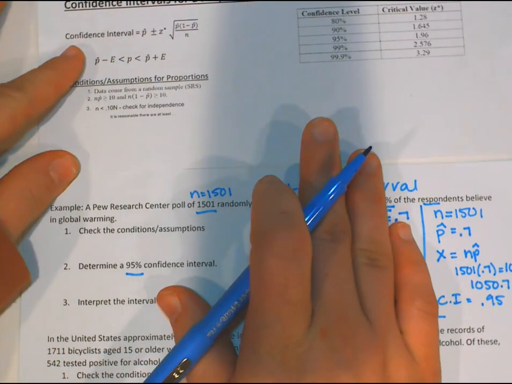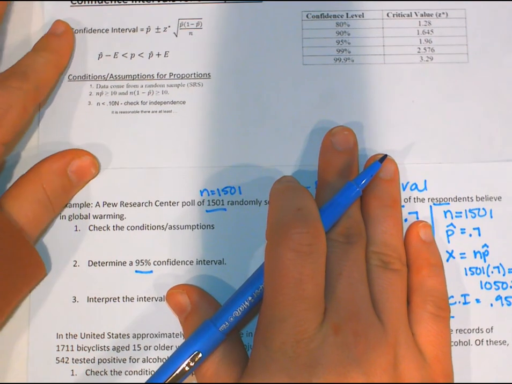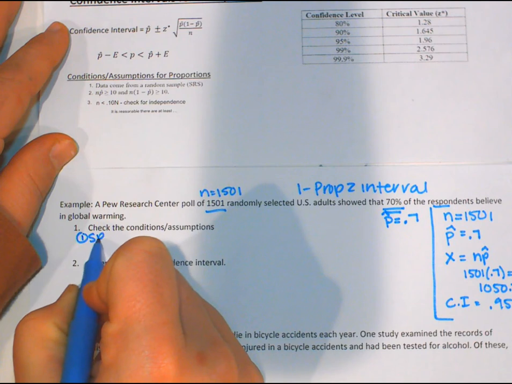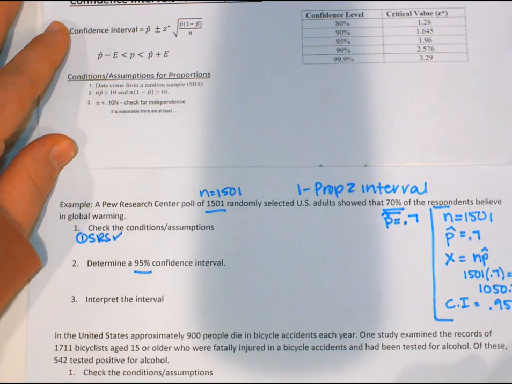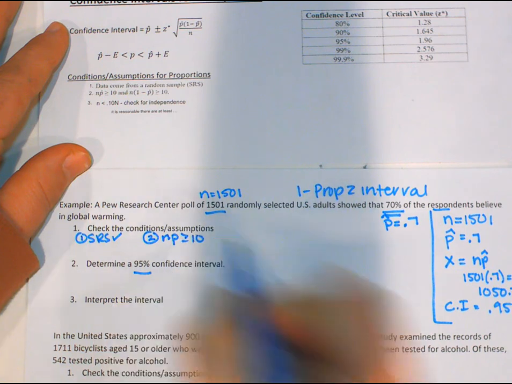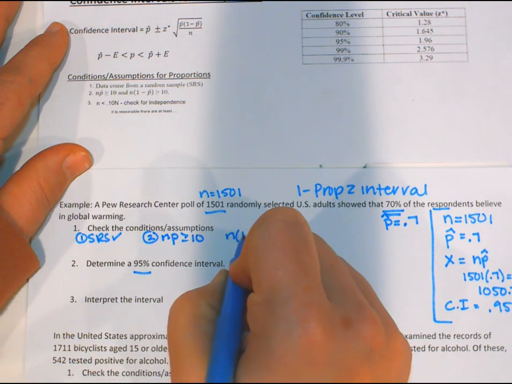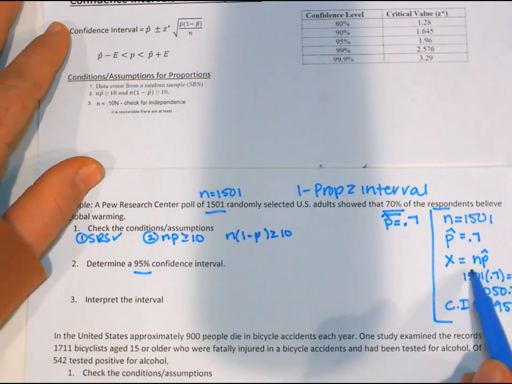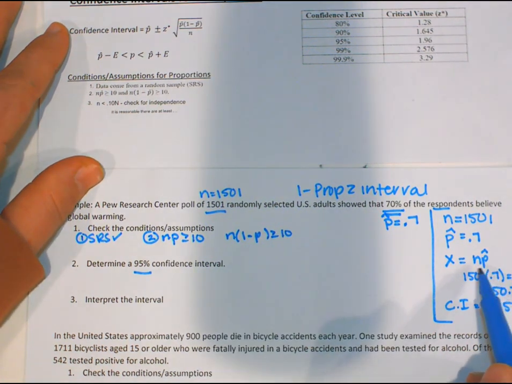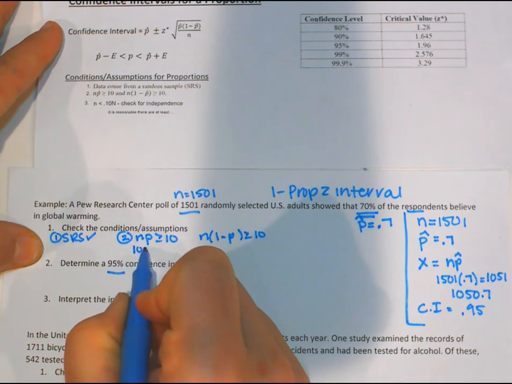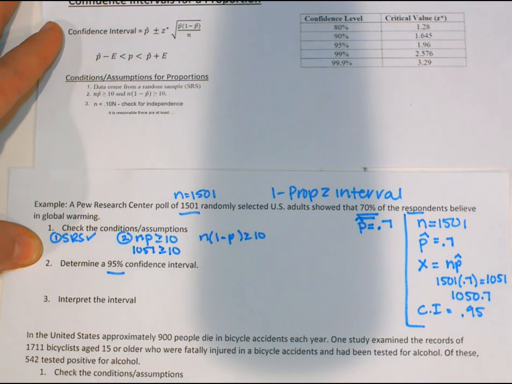But I need to make sure that it comes from a simple random sample. So it says randomly selected US adults, so that is a simple random sample. Then we want to make sure that our condition 2 is that n times p is greater than or equal to 10, and n times 1 minus p is greater than or equal to 10. Well, you just did n times p over here and got 1,051. So that's definitely greater than or equal to 10.